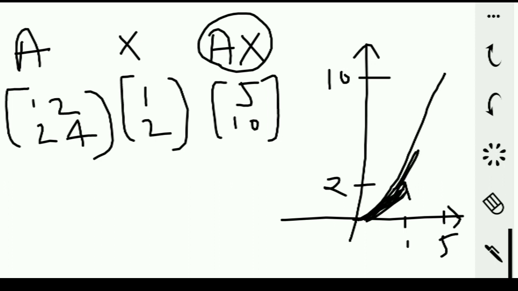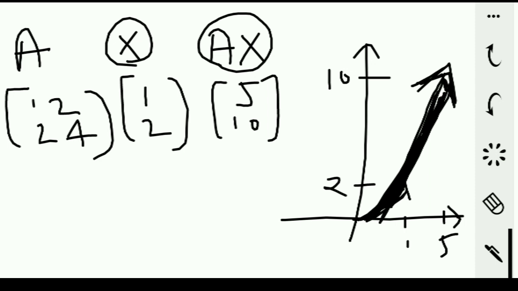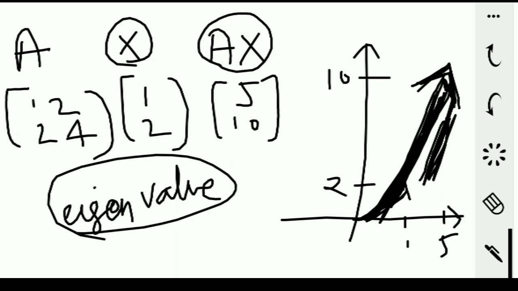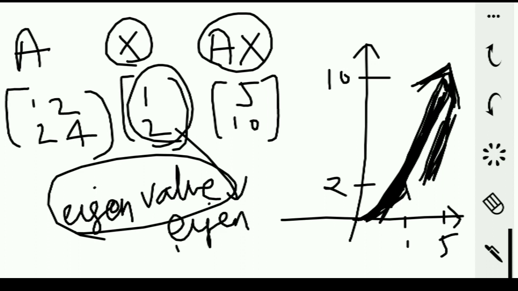So you can see that Ax is not rotating, it is on the same path as this x, but it only scales. It scales by some value. The value with which it scales is called the eigenvalue, and the column vector that scales is called the eigenvector. So this column vector is scaling, so we can call it an eigenvector.